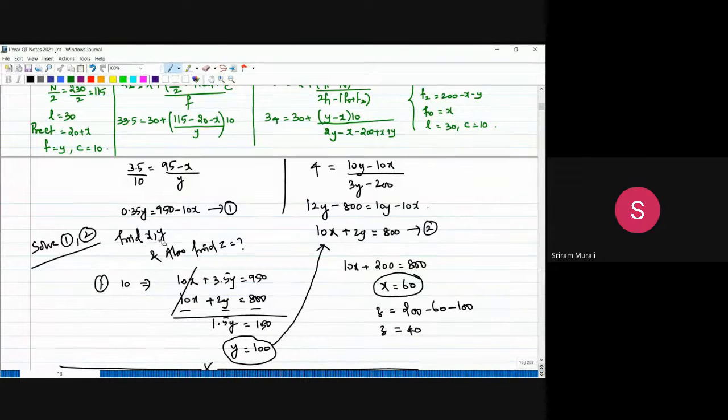I hope you can solve this equation, or should I explain how it has been done?